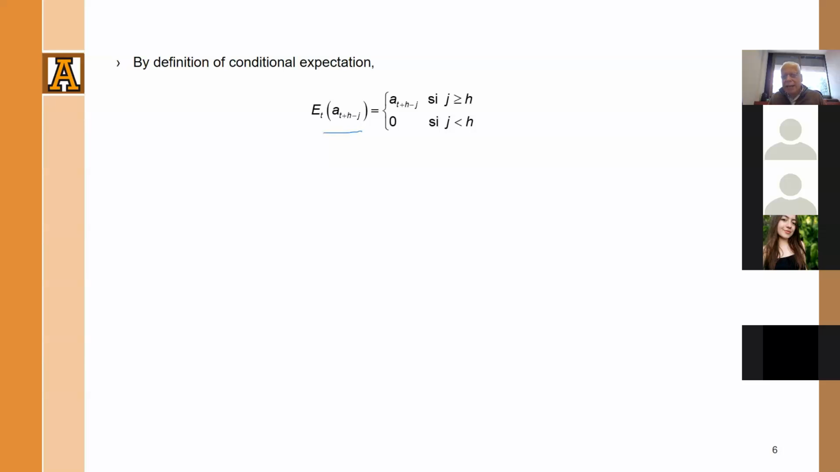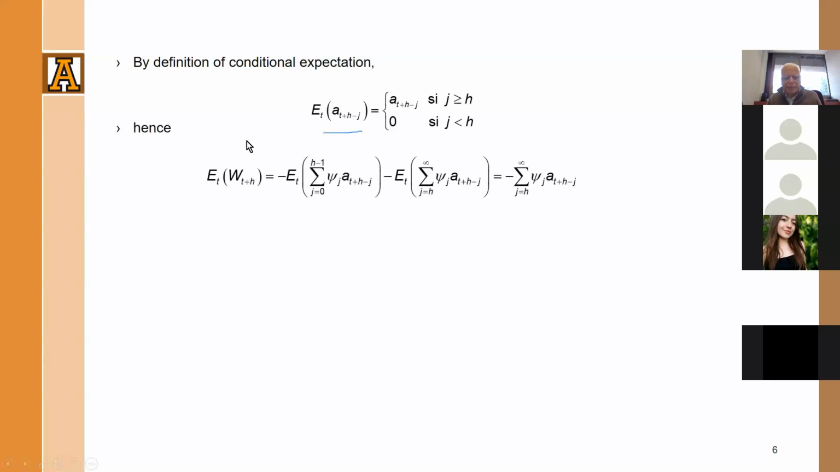Whereas if j is less than h, then we are in the future and we have assumed that the a_t's are random shocks, white noise, so they have mean 0. So the conditional expectation of a_{t+h-j} when j is less than h, that is, we are in the future, is 0. Okay?